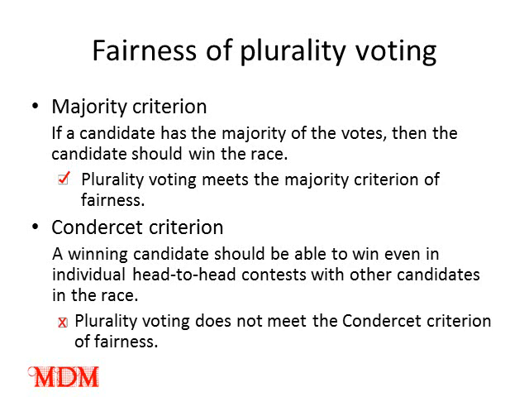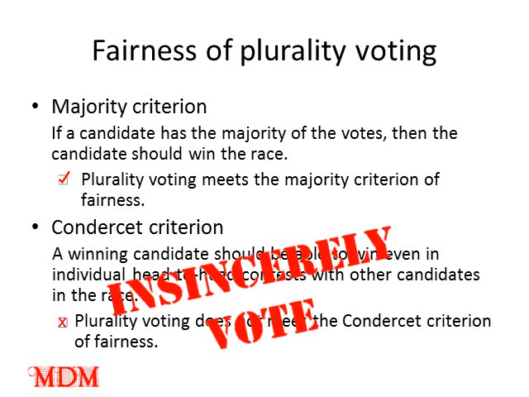The plurality method does not satisfy the Condorcet criterion of fairness because a head-to-head contest can lead to different results. To counteract this unfairness, often supporters of a lesser-known candidate will insincerely vote for another, more popular candidate in order to ensure that an unwanted candidate does not win. In a sense, you can think of insincere voting as voting against a candidate instead of for your choice.